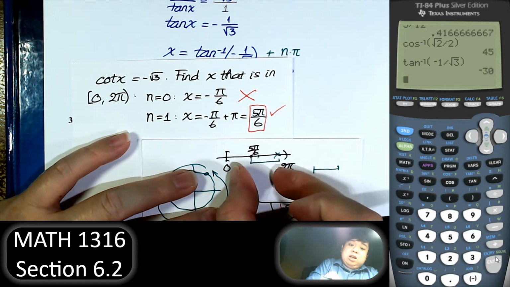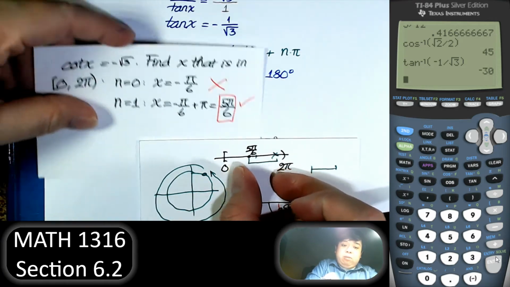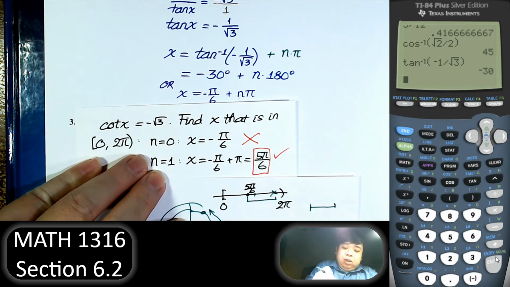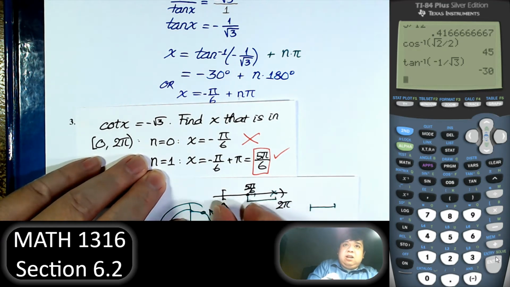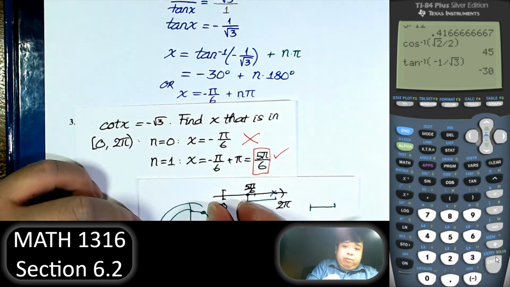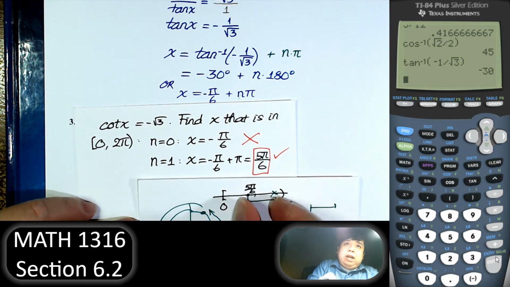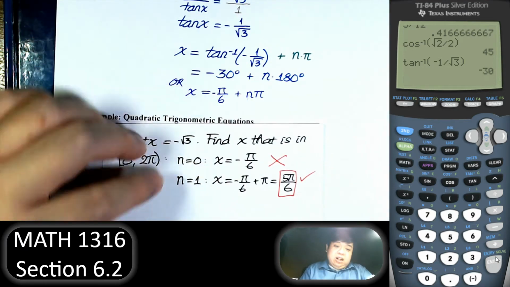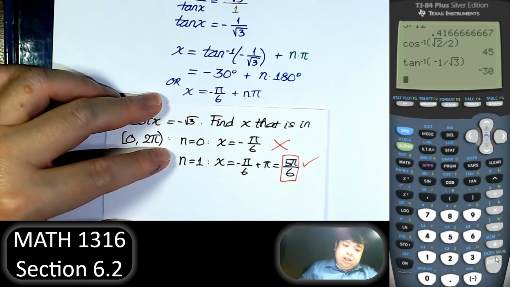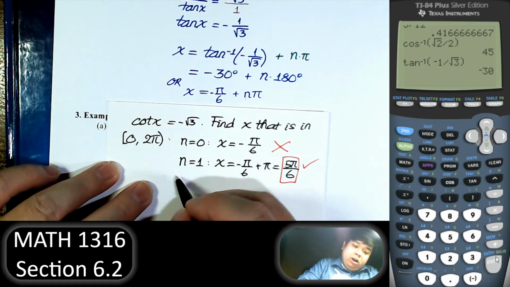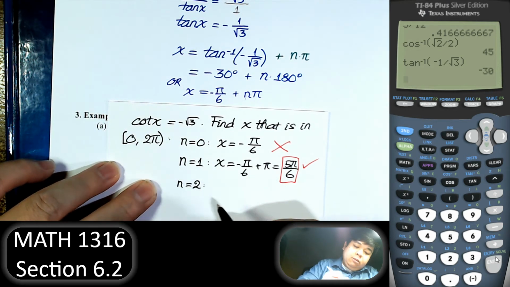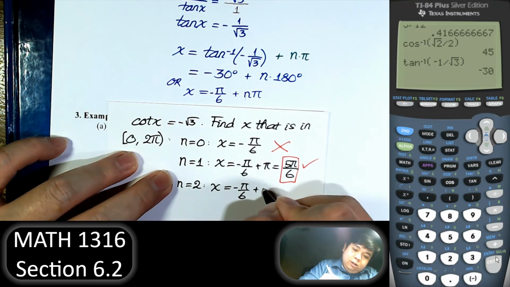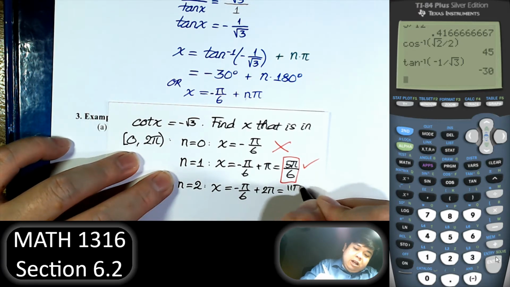Because the period in this problem, n pi, is pi, which is half the interval, half the length of the interval. So in that case, we can fit two of them in here. Right? I will write that in the next section. You will see. So in this case, if this is between 0 and 2 pi, we can choose two values. That gives us 11 pi over 6.